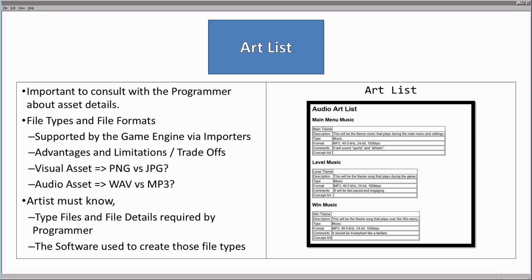The artist must know the types of files and the file details required by the programmer. The artist must also know the software that is used to create those file types. Software used to create the art assets can only export a certain number of file types. It's good to be aware of which software supports which types.